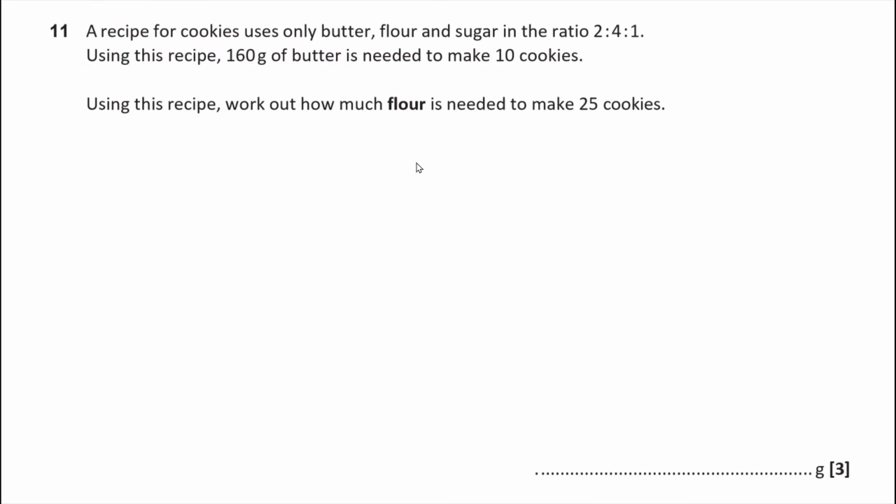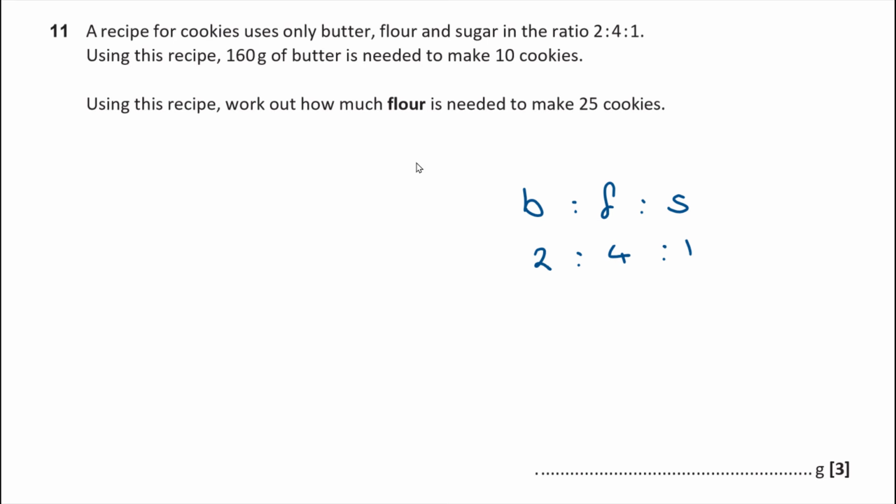Question 11. A recipe for cookies uses only butter, flour, sugar in the ratio of 2 to 4 to 1. Using this recipe, 160 grams of butter is needed to make 10 cookies. Using this recipe, work out how much flour is needed to make 25 cookies. So I've got this ratio of butter to flour to sugar in the ratio of 2 to 4 to 1.